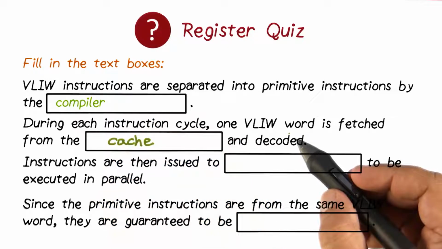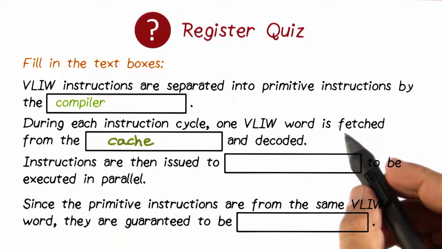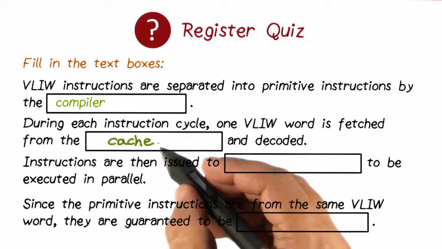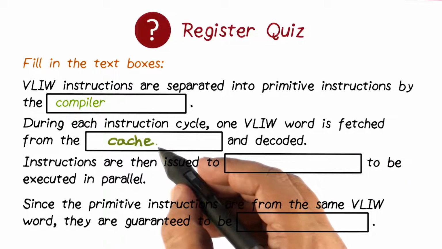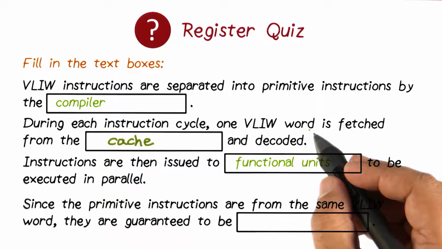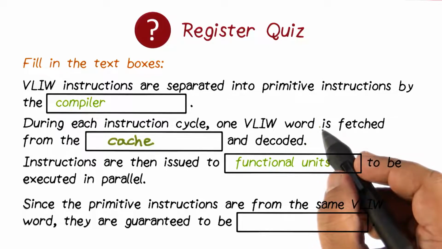Let's take a look at the second sentence. During each instruction cycle, one VLIW word is fetched from the cache and is decoded. To be more specific, what kind of cache? This is, of course, the instruction cache. Remember that these large VLIW instructions are fetched. They're separated into individual sub-instructions, and that happens as a decode operation. These large instructions are, of course, resident in the cache.